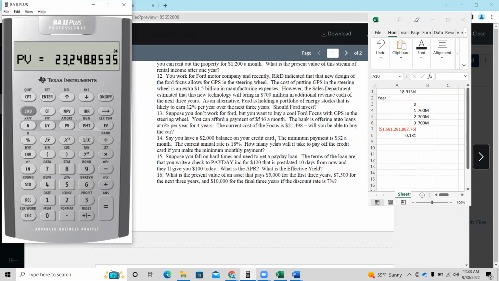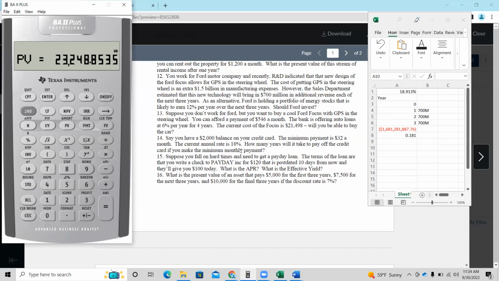What are we solving for? We're asking how many years it will take to pay off the credit card. So we're going to solve for years. How frequently is interest going to compound? Since I'm making a monthly payment, interest is going to compound monthly. And what are my outflows and what are my inflows?